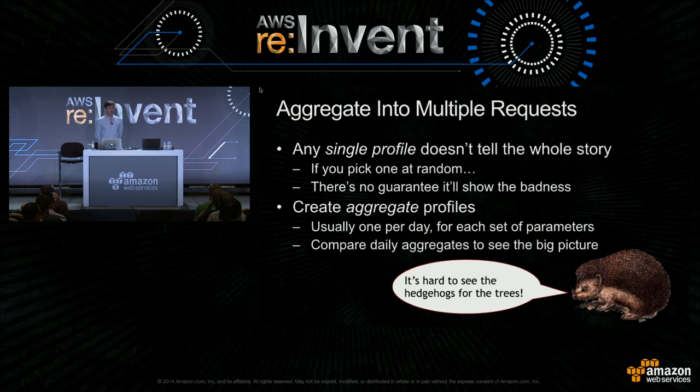So we create aggregate profiles. Darius would tell you that it's hard to see the hedgehogs for the trees. But this is one way to combine many trees into one big tree. And so per day, for each set of parameters that we generate, data center, user logged in, servlet name, whatever, we will create a single file for that day of everything that matches that. So then we can see the big picture a little more easily.